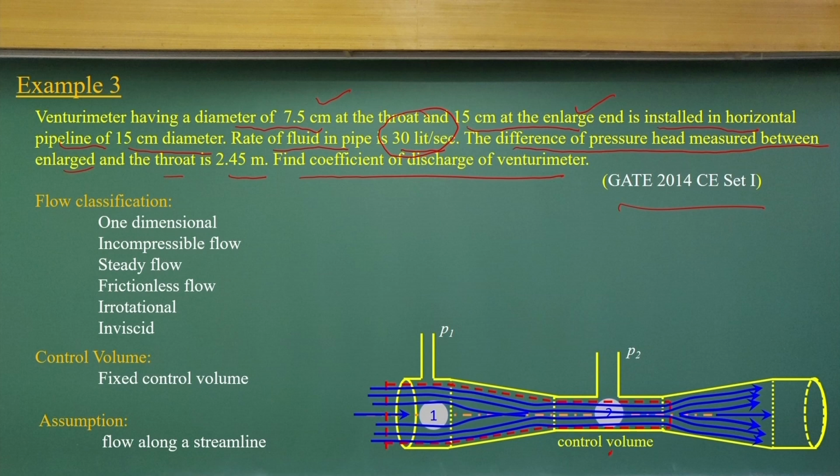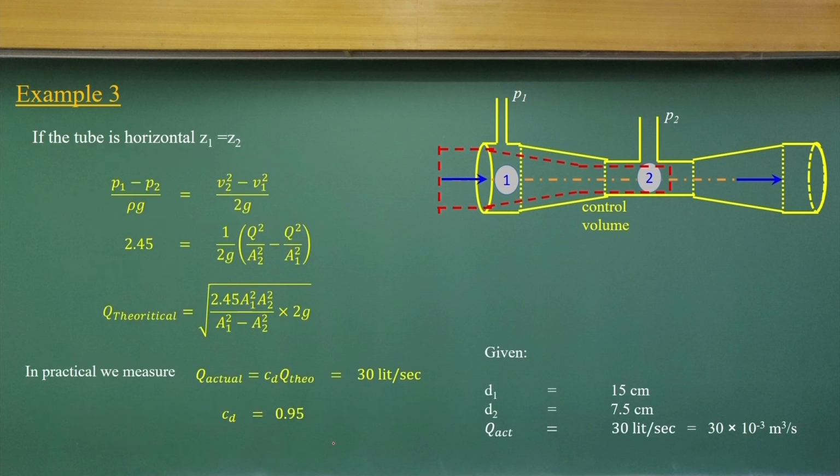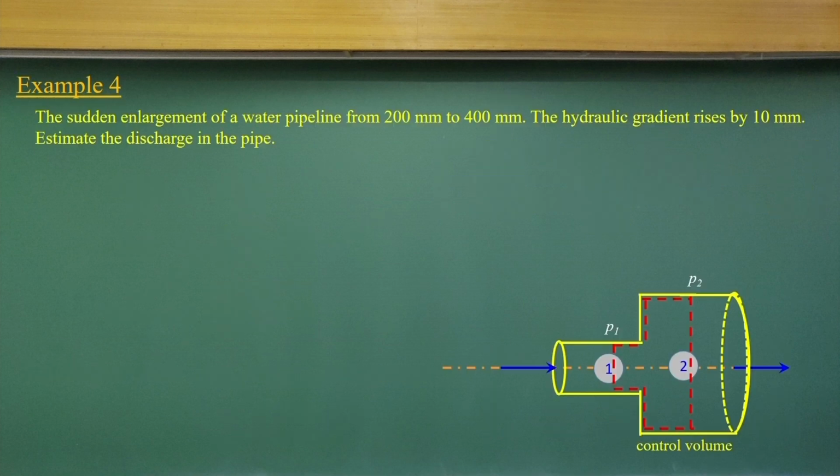Once you know this theoretical discharge, you can compute the coefficient of discharge. So, this is a very simple thing. Again we are putting in the mass conservation equation and the Bernoulli equation, which is the energy conservation equation, and by substituting these you will get the theoretical discharge and the actual discharge, you know it. So, you will get the CD value, which comes out to be 0.95.